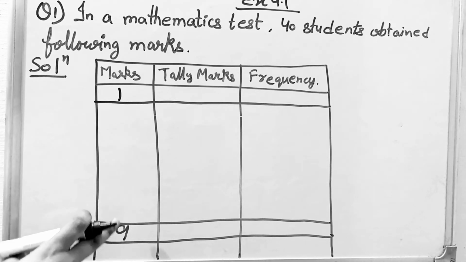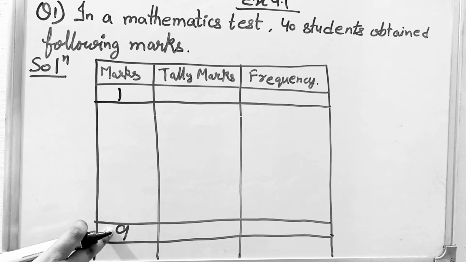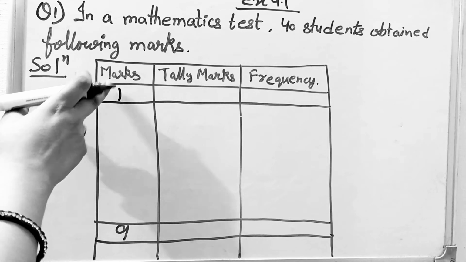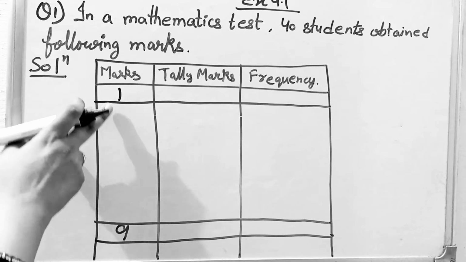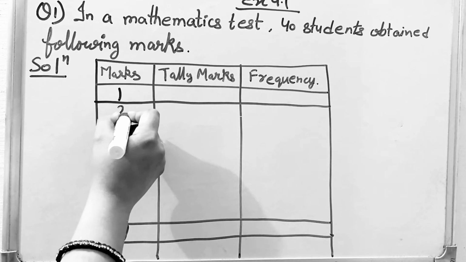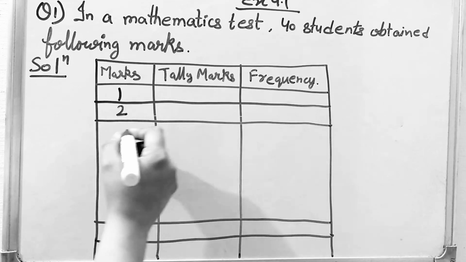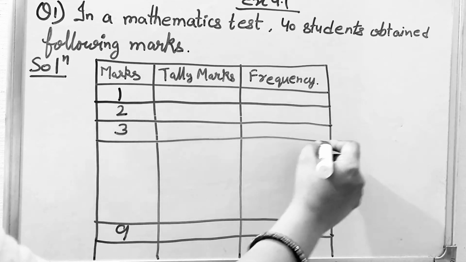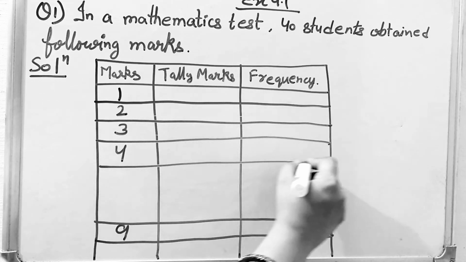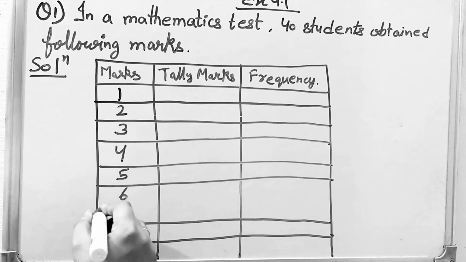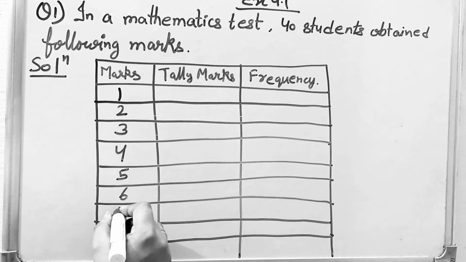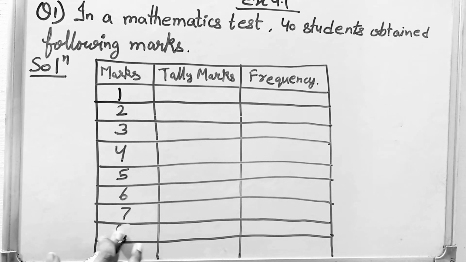No student has obtained marks more than 9 and no student has obtained marks less than 1. So these will remain here, and now we will write all other numbers between 1 and 9. It will be 2, 3, 4, 5, 6, 7, let me put 8 here, and 9 here.